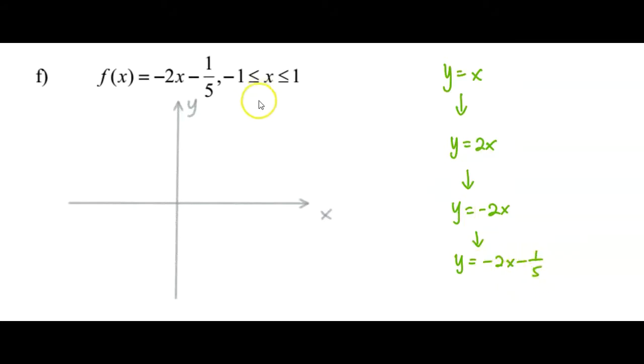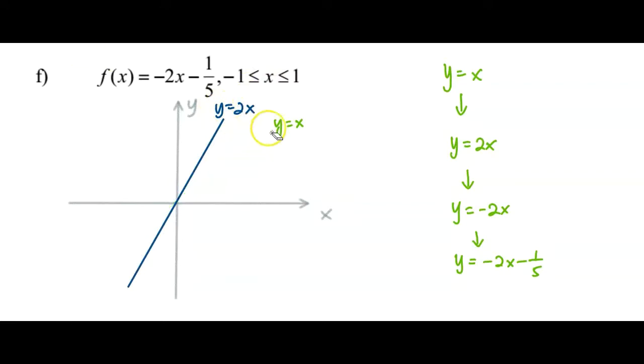Then finally, I will consider the domain. Again, all right, start from y equals x. This is the graph y equals x. And followed by y equals 2x. The graph of y equals 2x, because the gradient is higher than this basic graph, will be steeper compared to the basic graph. So it will be like this.